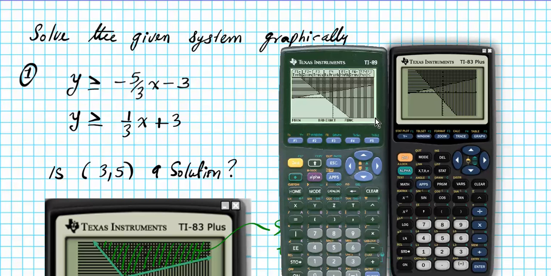Like I said earlier, this feature is good to just help you check your work. It's important to be able to graph these without the aid of a calculator. All right, let's take a look at another example. This is an interesting question.